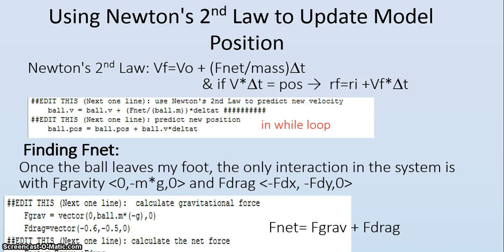So now for finding F net, once the ball leaves my foot, the only interactions in the system are with gravity, which is in the negative y direction, and drag, which is actually in the positive x direction because it's opposing the negative x position direction, and the negative y direction, so that's actually a typo right there. And where I have F drag written here, I guessed and checked between my output models to see which would give me the best, and negative 0.6 and negative 0.5 worked, and that's actually 0.6 because I changed it later. So F net equals F grav plus F drag.